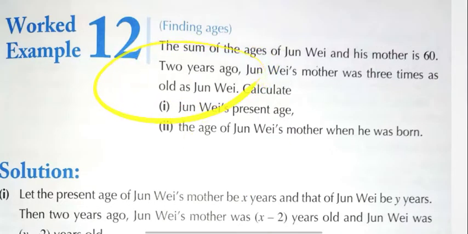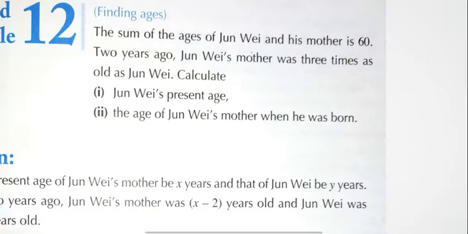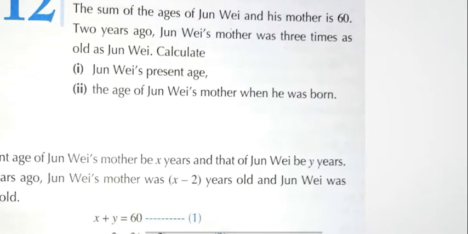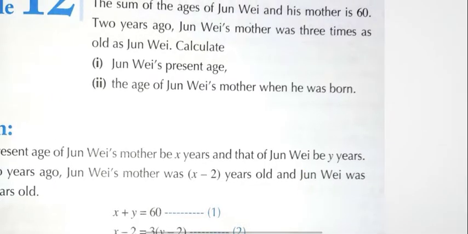So 2 years ago. Junwei's mother, 2 years ago, her age is y minus 2, right? So y minus 2. This one. 3 times, yeah. Okay, so apparently here, different from my perspective, they treat Junwei's mother as the x.